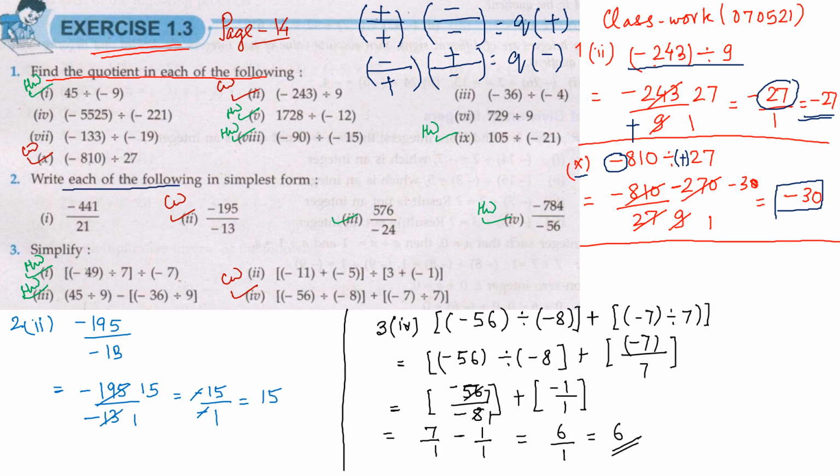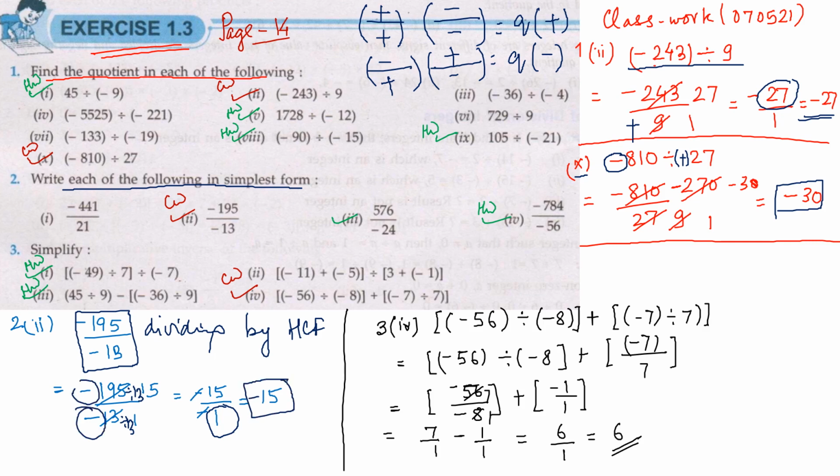Question number 2, they are asking to write the following in simplest form. Simplest means we used to divide both numbers by the HCF. Okay, so for the second part, minus 195 divided by minus 13. Their HCF is 13. You are dividing both sides by 13. So 13 divided by 13 is 1. 195 divided by 13 is 15. Now both of them have a negative sign, so the quotient will have a positive sign. So marked questions you can see, you have your classworks and your homeworks.